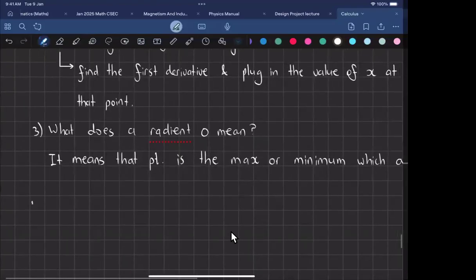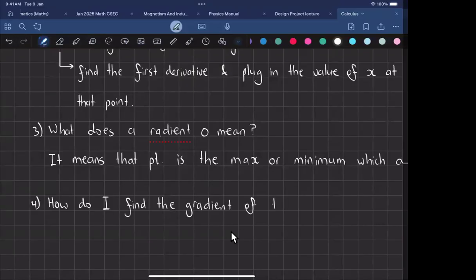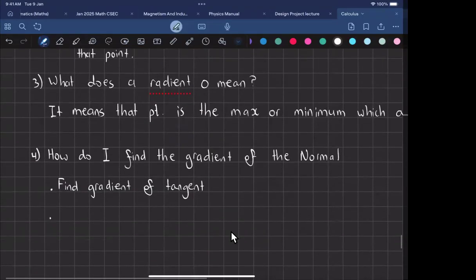Right. Well, we need to know earlier, I also need to find the gradient of the normal. Right? So how do I find the gradient of the normal? The negative reciprocal of the gradient of the tangent. Right. So what do I need to find first? The gradient of the tangent. Right. So first of all, you gotta find the gradient of the tangent. We know how to do that. Then you find the negative reciprocal of that.